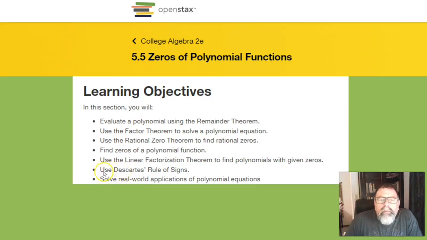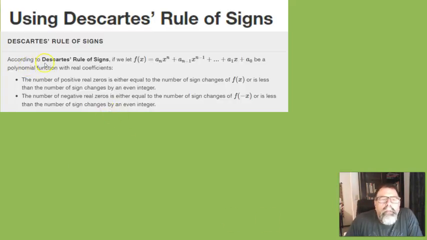Okay, on to the next learning objective: use Descartes' Rule of Signs. According to Descartes' Rule of Signs, let f of x equal a sub n x to the n plus a sub n minus 1 times x to the n minus 1 plus and so on, plus a sub 1 x plus a sub 0. Again, this is just the notation saying it's a polynomial in descending order. So it's a polynomial function, and the coefficients have to be real.